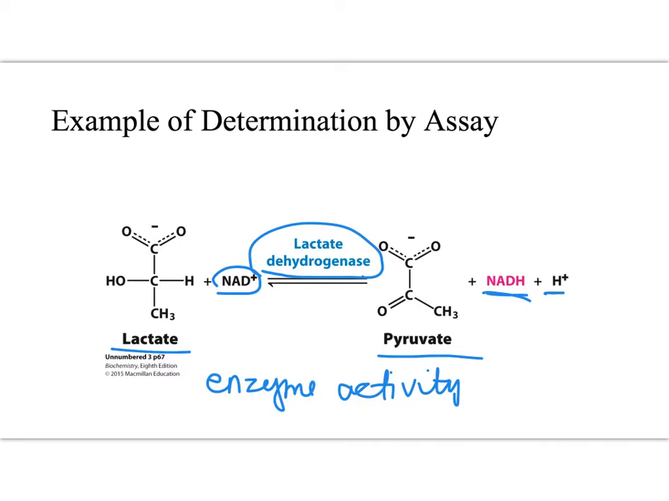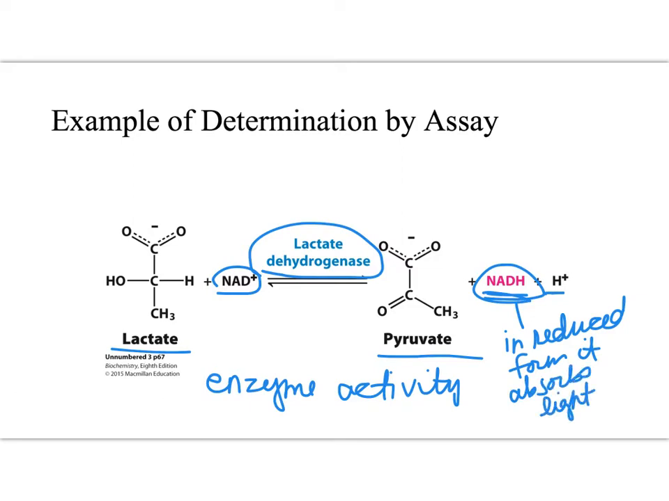In its reduced form, that NADH actually absorbs light, and it absorbs light at 340 nanometers. So what we can do is monitor the amount of light that's absorbed at 340 nanometers. Something like the instruments that we have in lab, the SpectraVis or the Spec20, where we can look at absorbance measurements. You can use a UV-Vis if one is available.